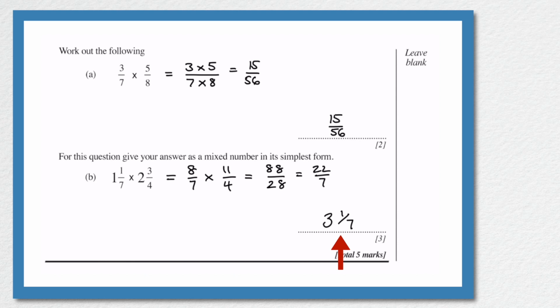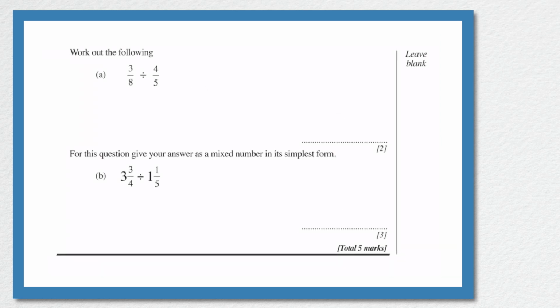Let's look at questions involving division. Here are 2 questions. Part A: 3/8 divided by 4/5. Now, all you need to do with division questions like this is to change this into a multiplication by using the reciprocal of the fraction you are dividing by, which in this case is 4/5.